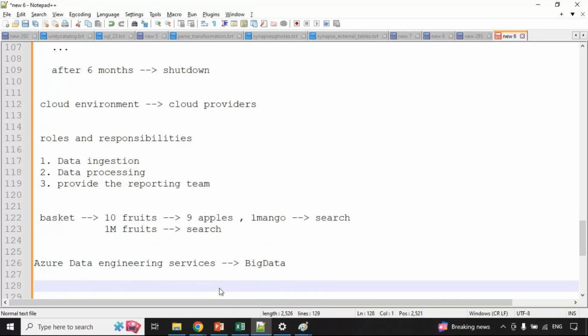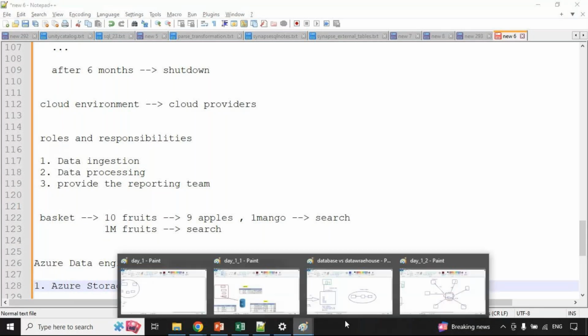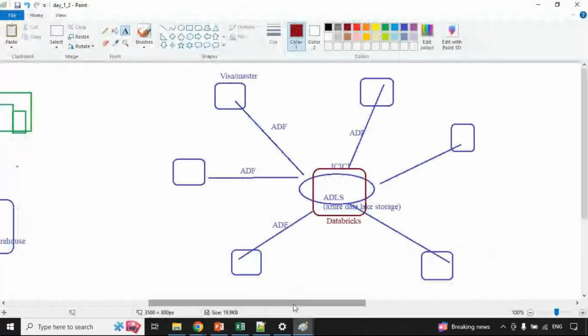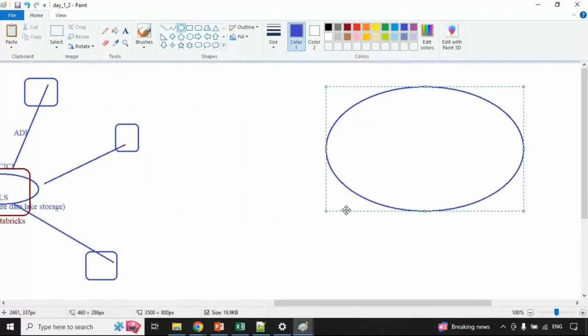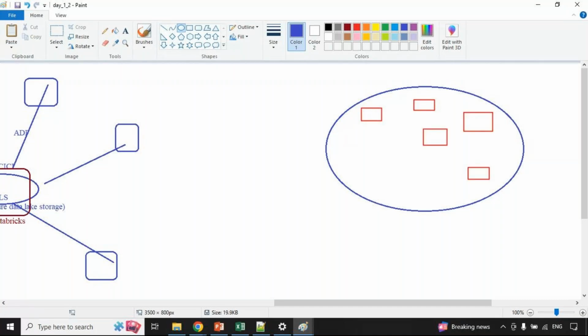Here, what are the Azure data engineering services you are going to learn? One is Azure storage accounts. In the cloud environment, we have all categories of services: virtual machines, web applications, network related, security related, AI related, data engineering related, among multiple hundreds of services available. Among all, we are going to learn the data engineering related services.